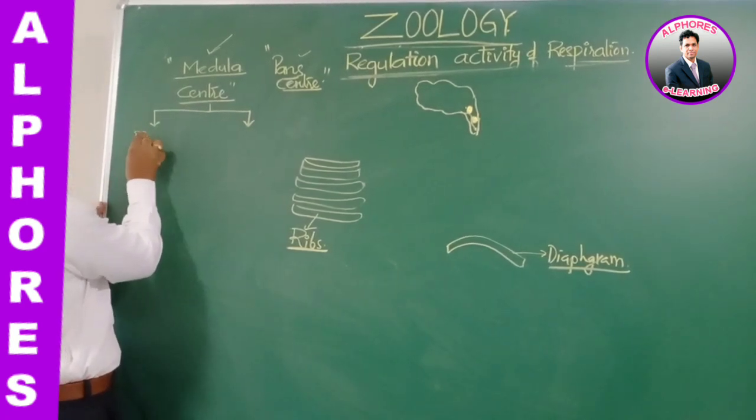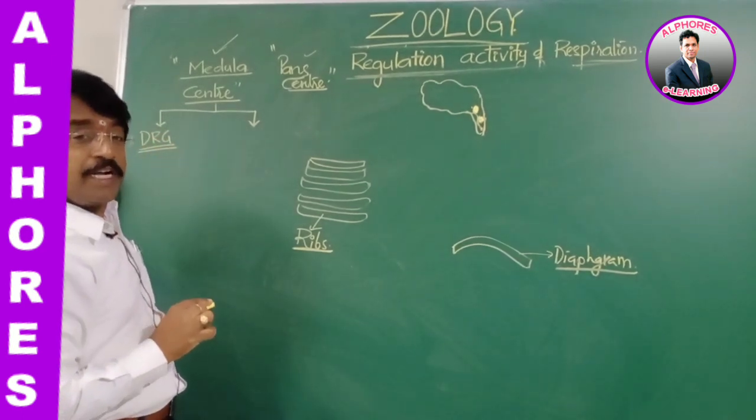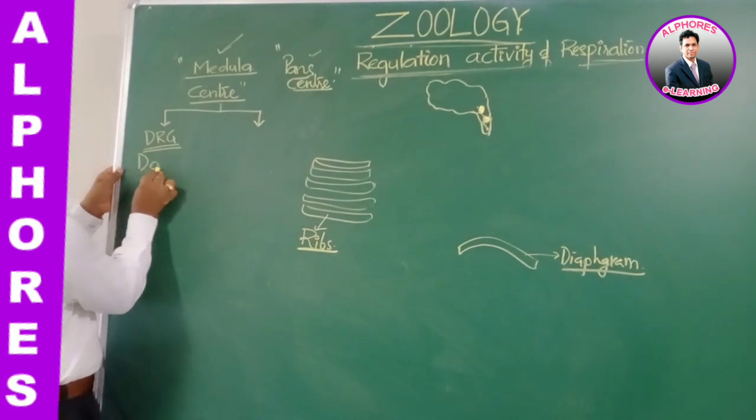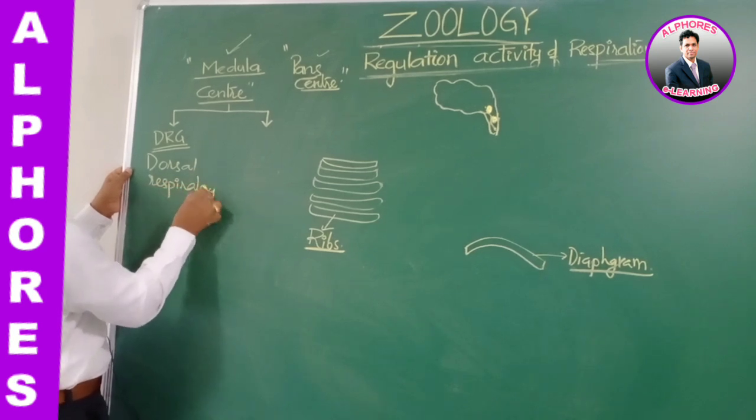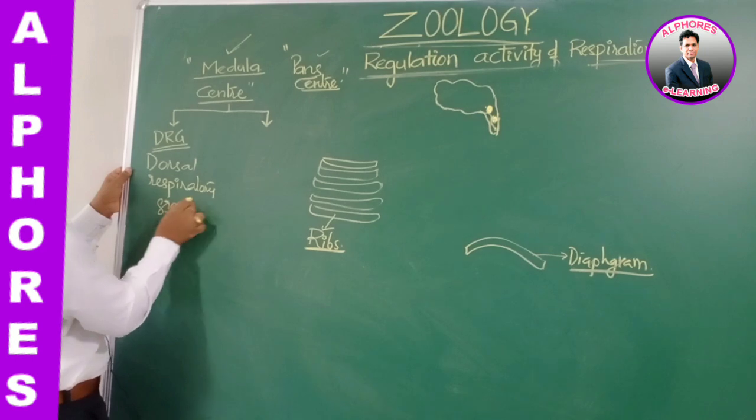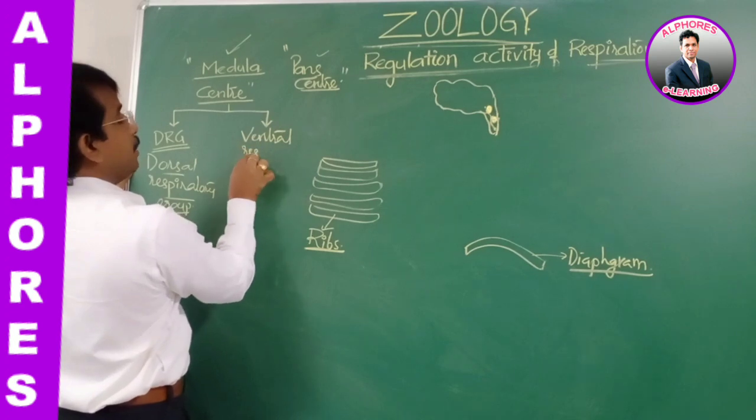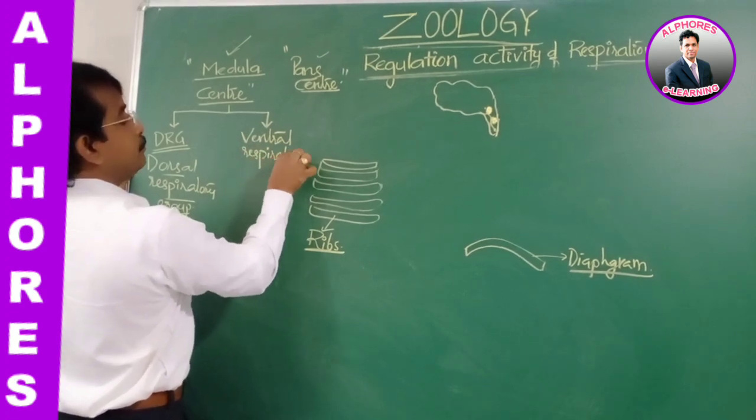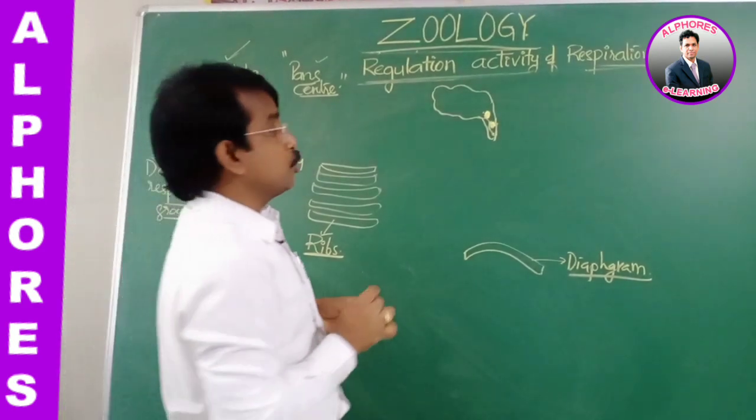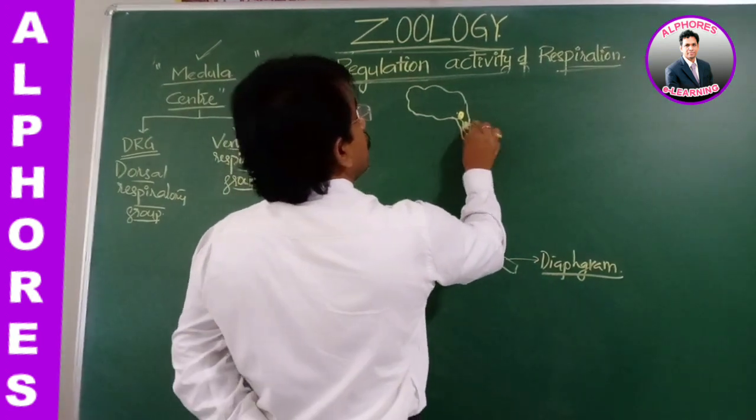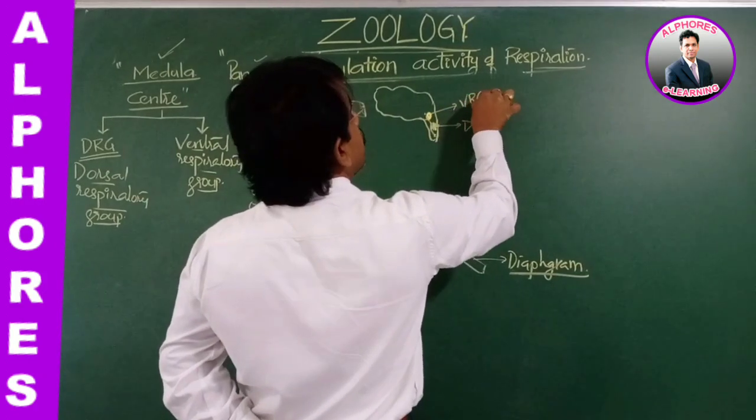Dorsal respiratory group, DRG. Next, ventral respiratory group. Dorsal respiratory group and ventral respiratory group. Look here: this is the dorsal respiratory group and here this is the ventral respiratory group.